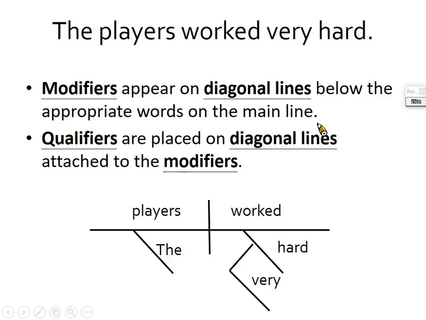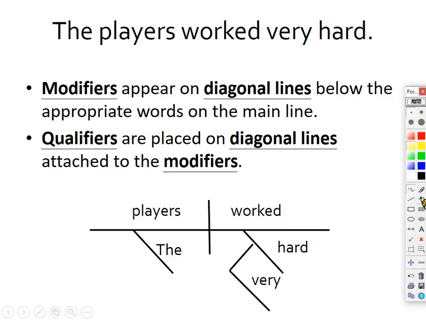For example, the players worked very hard, right? Let's look at the major components for this one. The players is a subject. Worked, well, that's the end of the sentence, right? So subject, intransitive verb, divided by a vertical line.